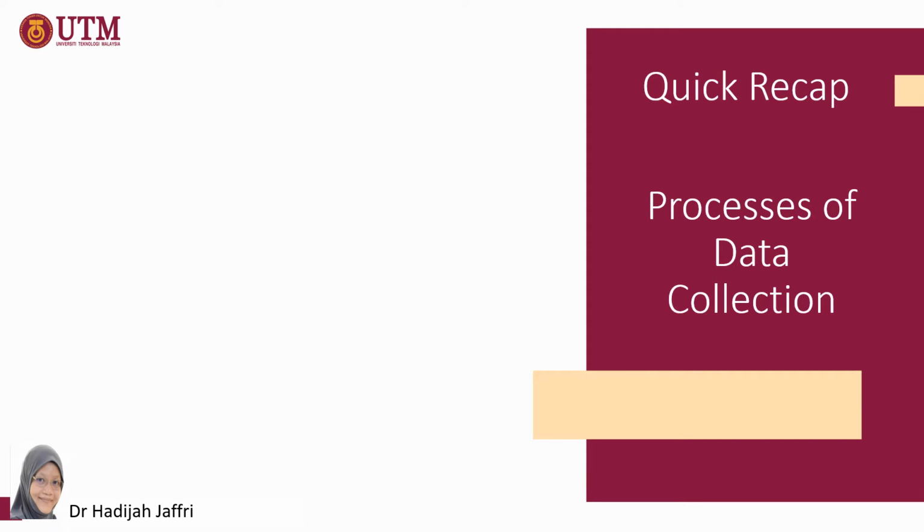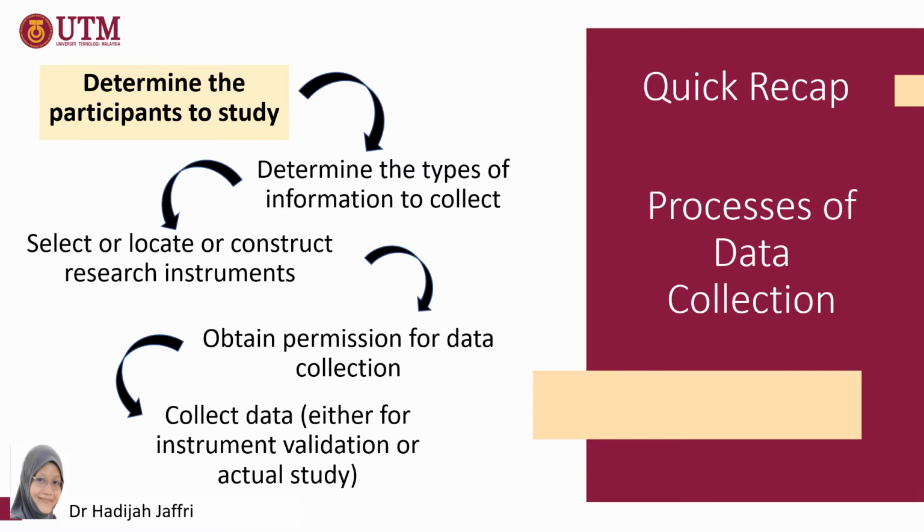Let's have a quick recap on the processes of data collection before we proceed to the explanation of the definition of terms. There are 5 processes involved in data collection. The first one is to determine the participants to study. Second, to determine the types of information to collect. Third, to select or locate or construct research instruments. Fourth, to obtain permission for data collection. And the last one is to collect data either for instrument validation or actual study.